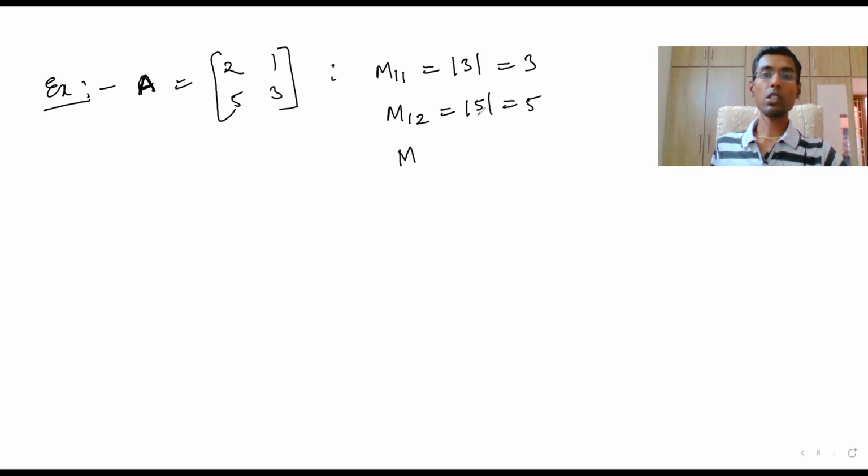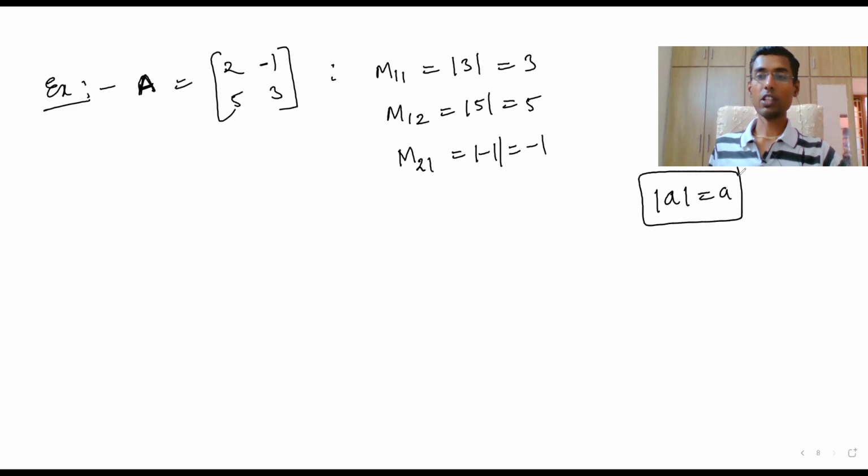This is not mod; this is a determinant. Understand, this is not mod. Okay, M21: second row, first column, that is det of minus 1. Det of minus 1 is minus 1 only. Det of A is A only. That's what I told: first order determinant.